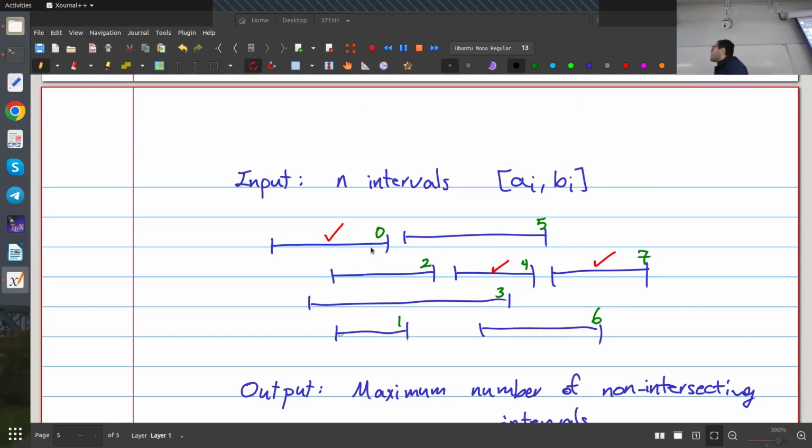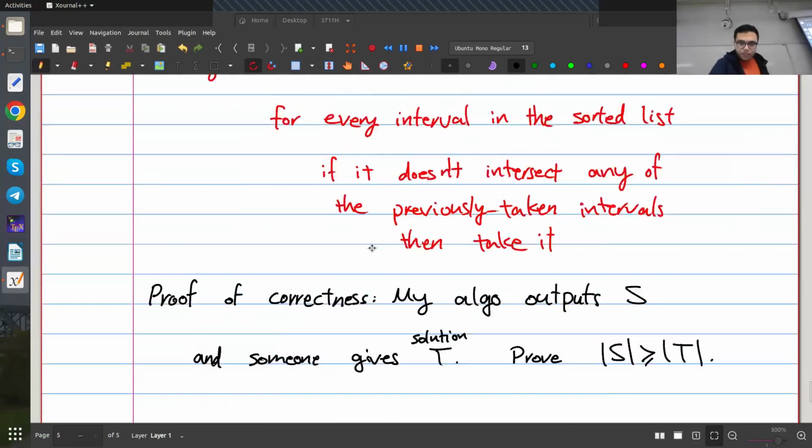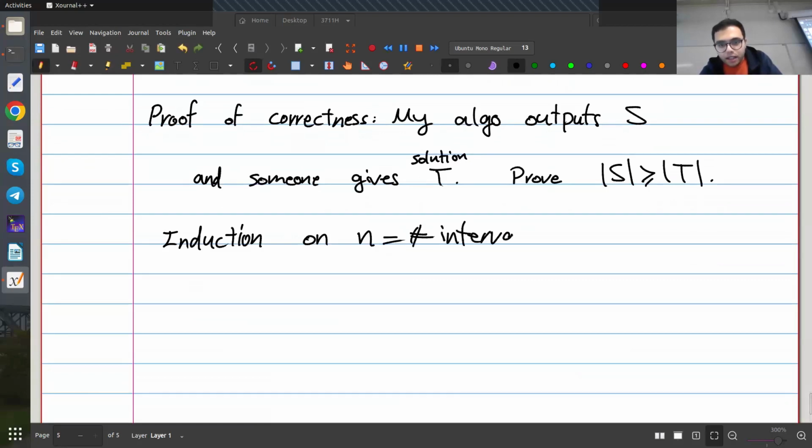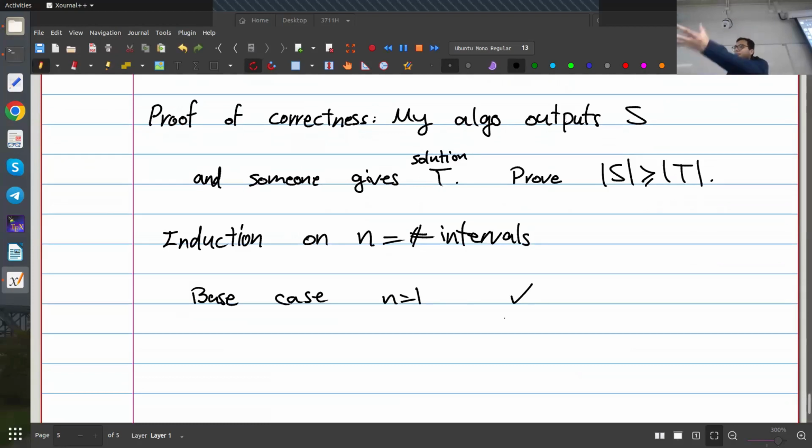So if I know somehow inductively, if I do an inductive argument and I say that my algorithm is optimal over n segments, and I'm doing induction on n, right? I can then prove this very easily. So let's say I'm doing an induction on n, which is the number of intervals. Don't forget the base case. If n is 1, the problem is trivial. My algorithm takes that one interval. You cannot take more than 1.